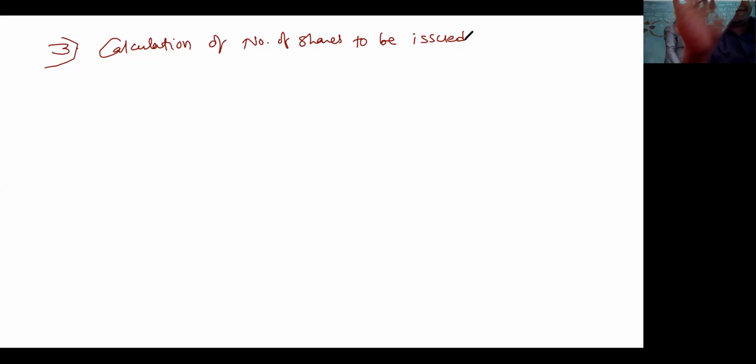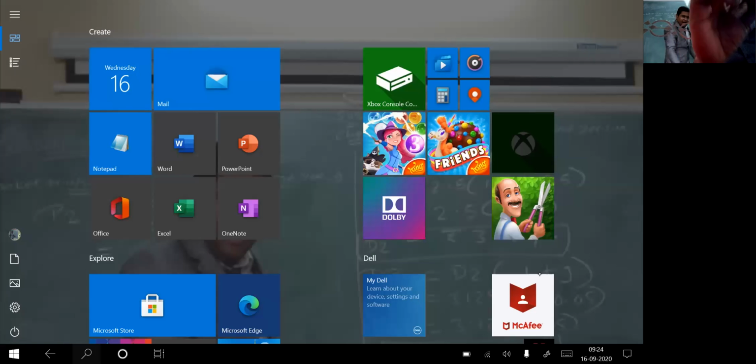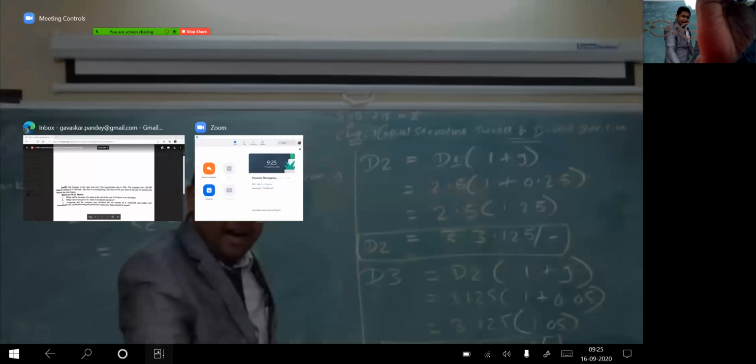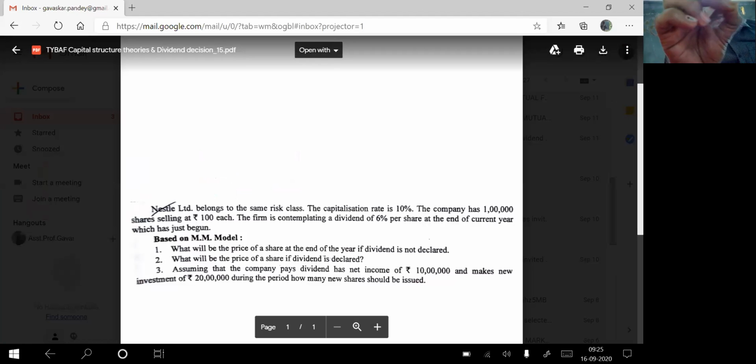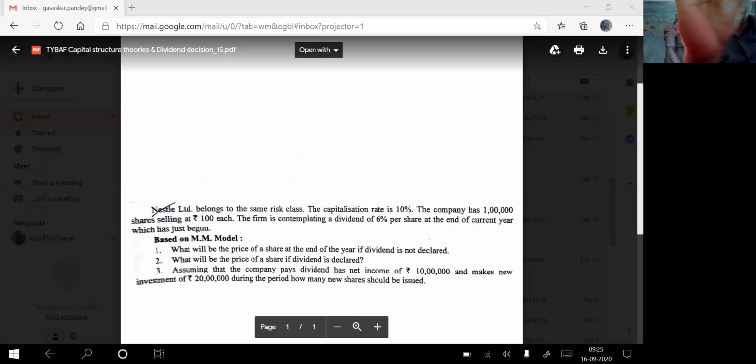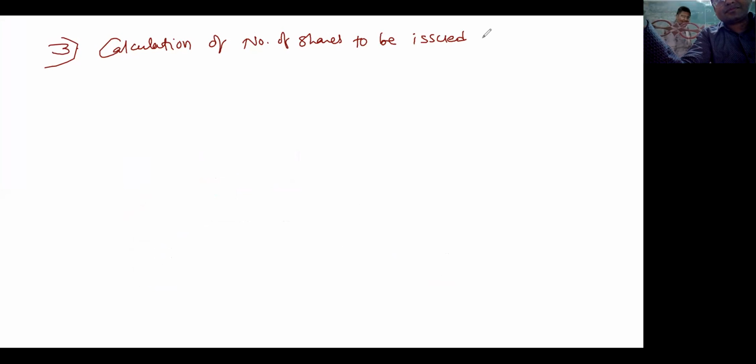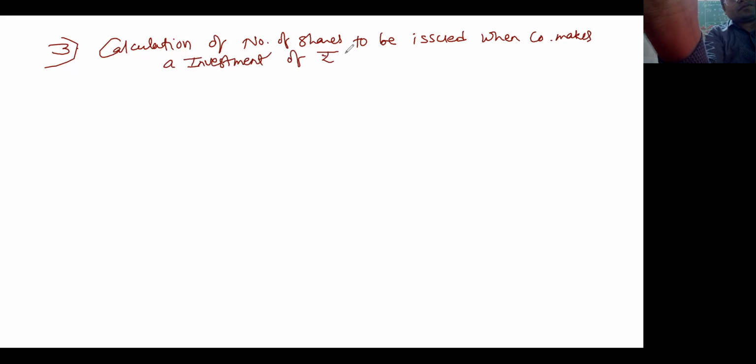And see, the complete data has been given here. Calculation of number of shares to be issued. Assuming that the company pays dividend, with net income of ₹10 lakh and makes new investment of 20 lakhs. During the period, how many new shares should be issued? So how many shares are to be issued if the company makes an investment of rupees 20 lakhs?